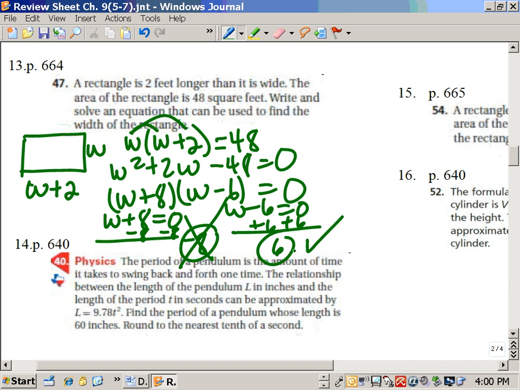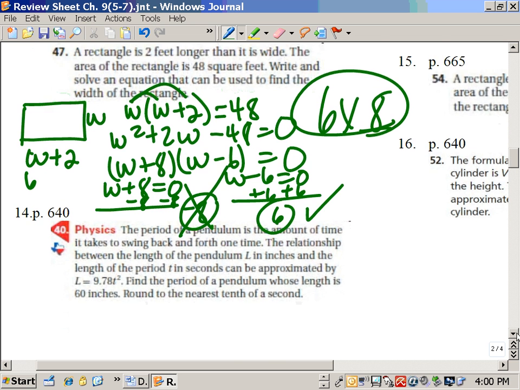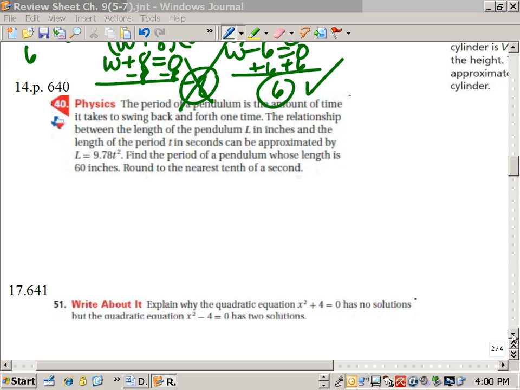I solved my equation. The dimensions of the rectangle are going to be 6 by what? Well, plug in your 6 over here. 6 plus 2 is 8. 6 by 8. All right, good job. We are cruising along. Only 2 more word problems to go.